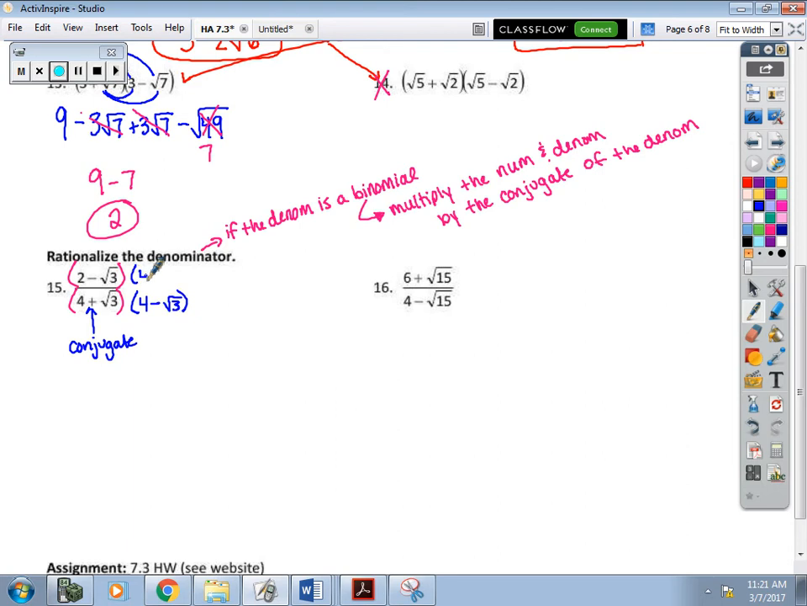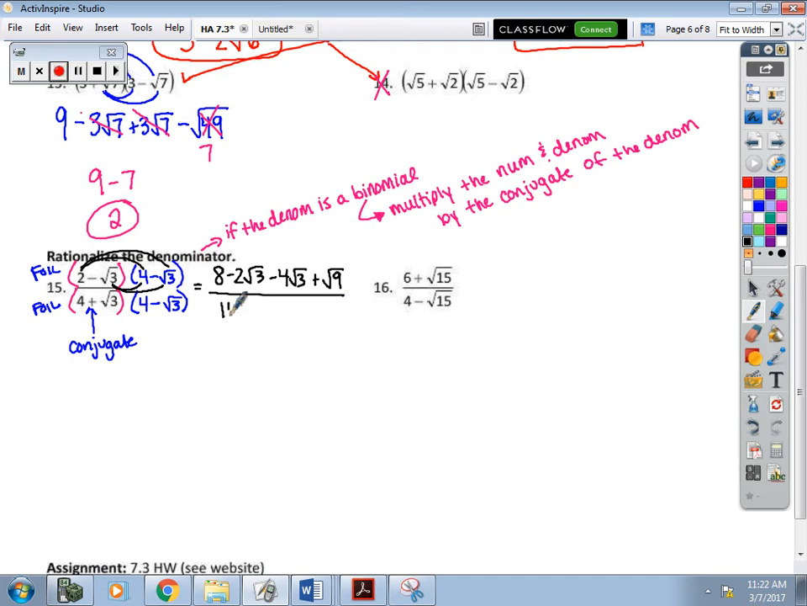Whatever you do to the denominator, you must do to the numerator. Then we have to FOIL both the numerator and denominator. So lots of FOILing. So we'll get 2 times 4, which is 8, minus 2 square root of 3, minus 4 square root of 3. And our two negatives will make a positive square root of 9, 3 times 3. In the denominator, if we've done our job correctly, we should get rid of our square roots.